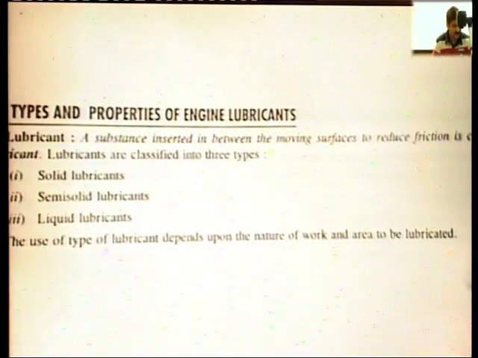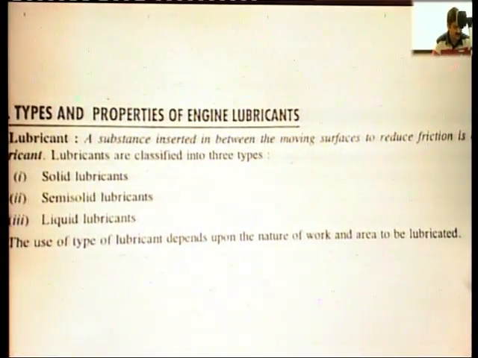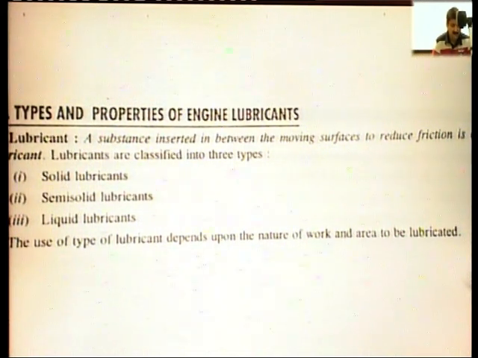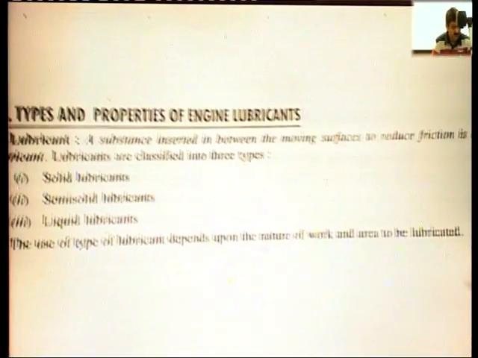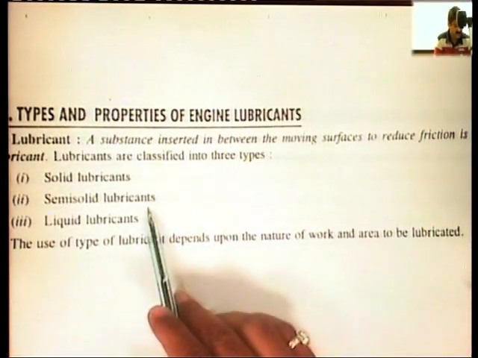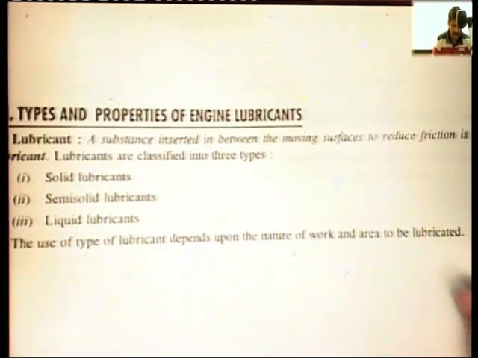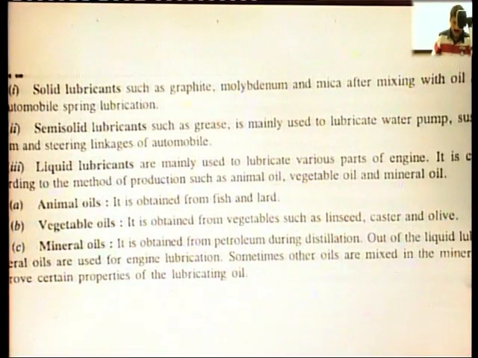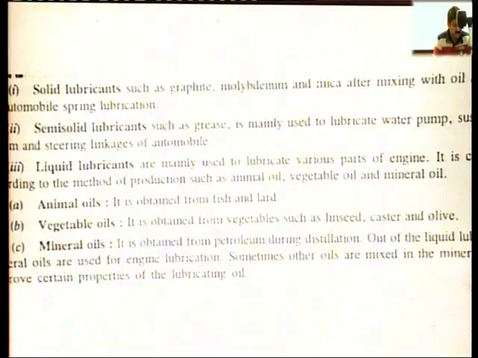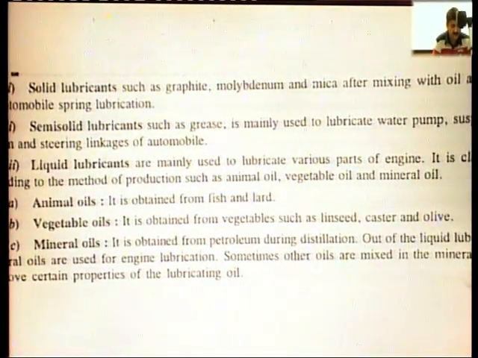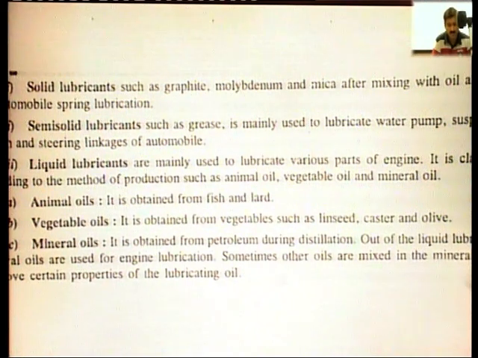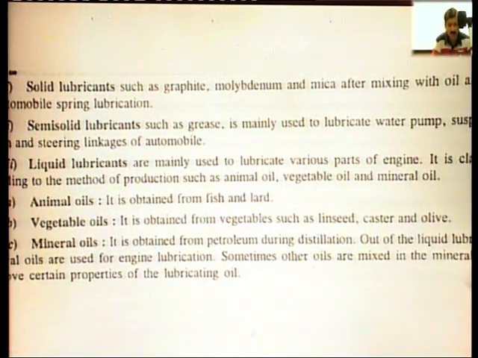Next we will see the types and properties of the engine lubricants. The lubricant is a substance inserted in between the moving surfaces or moving parts to reduce friction, and it is called a lubricant. Lubricants are classified as solid lubricants, semi-solid lubricants and liquid lubricants. Under the solid lubricants, there are graphite, molybdenum and mica, which are mixed in the powdered form with the oil and are used for automobile spring lubrication.